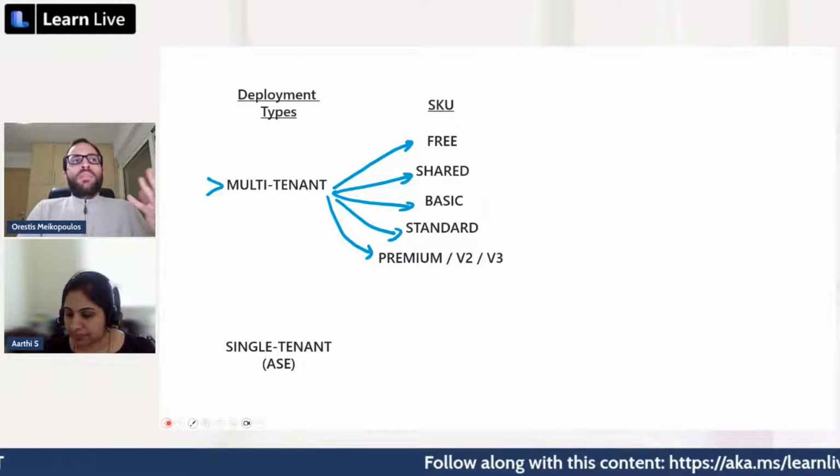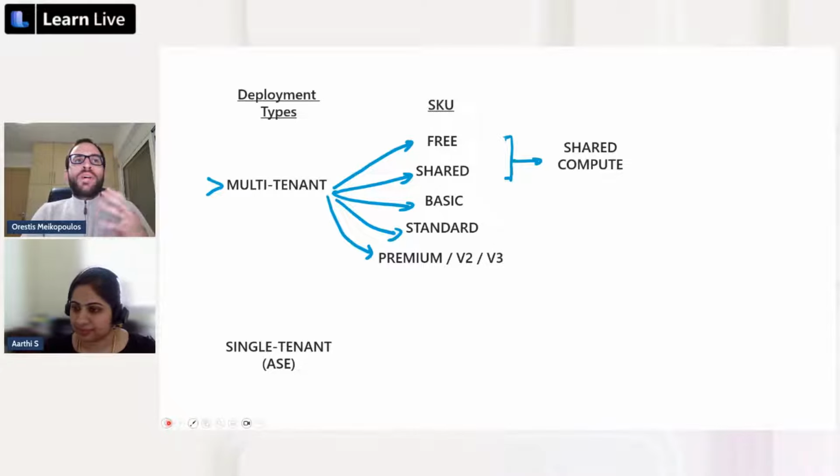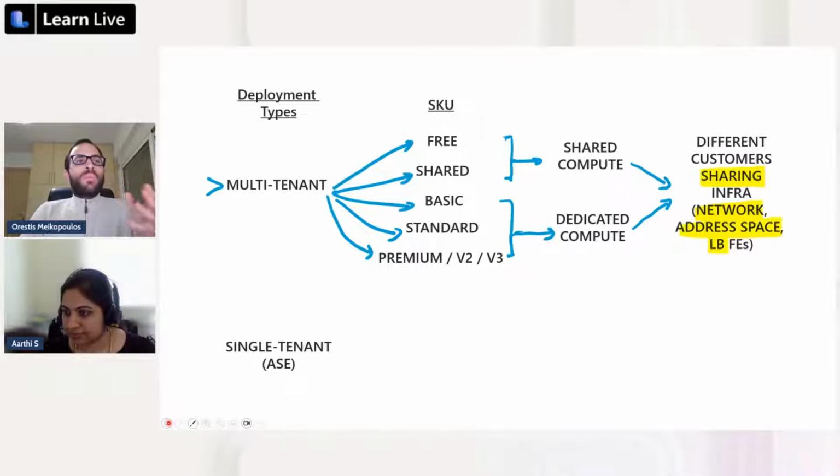What multi-tenant means is that there are different customers on the same infrastructure and maybe also compute. Now, for compute resources, they are also shared between different customers when you're in the free or the shared SKU plan. With basic or above, the compute is dedicated to you only. Regarding infrastructure, your applications are always secured, but they share the network, address space, front ends, and some other components.